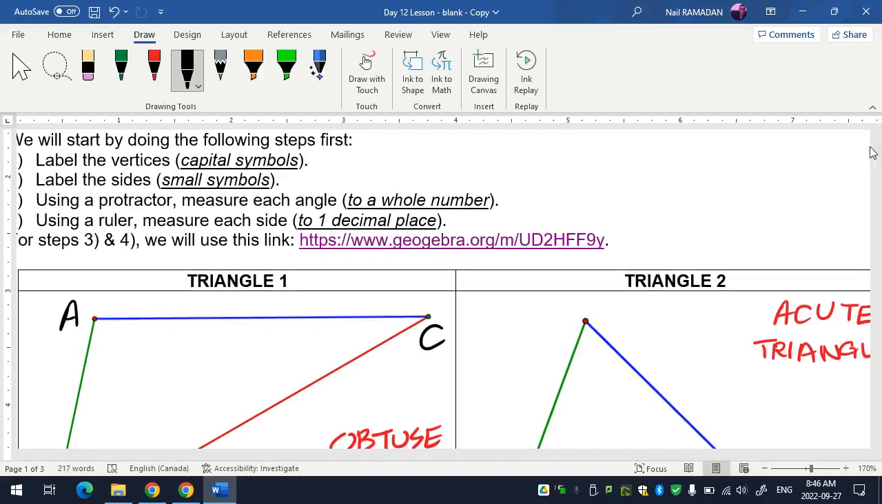The sides. How did we label the sides in trigonometry? Using what three words? In trig, in SOHCAHTOA. What words did we use? Hypotenuse, opposite, and adjacent. Can I use these words here? No, I can't. There is no hypotenuse.